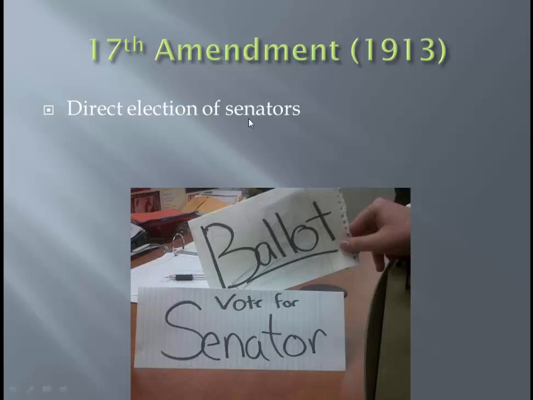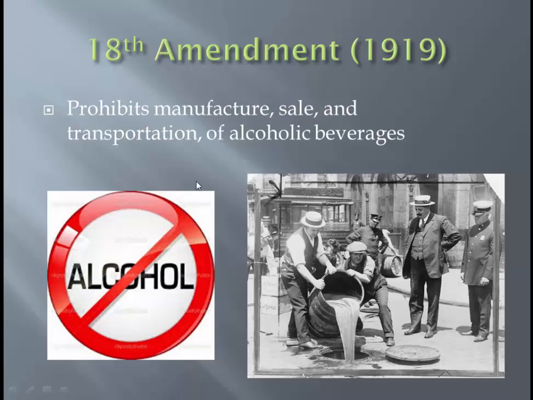Today, because of that amendment, we directly vote for them. 18th Amendment, no booze. 1919, it was just called prohibition. It said you cannot manufacture, you cannot sell, you can't transport, you can't drink it. Alcohol is illegal in this country.